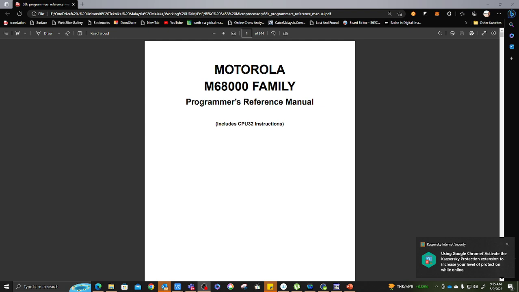So for this video, we are going to concentrate on how we are going to generate the machine code for some of the instructions. Today's lecture is about learning how to use the reference manual, how you get the machine codes for a few of the instructions that we're going to learn. What you need to have first is the programmer's manual.